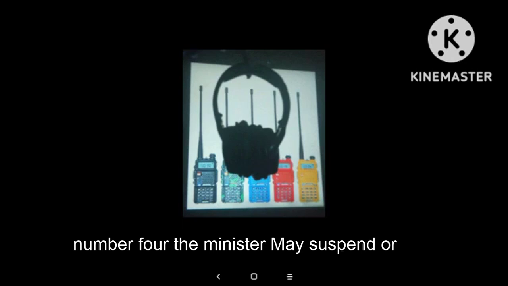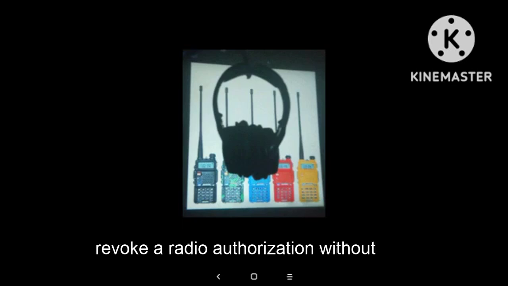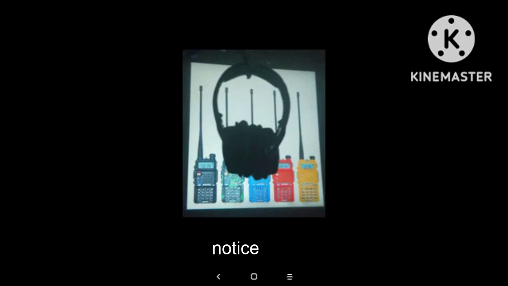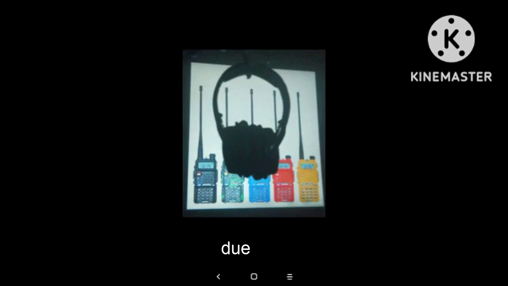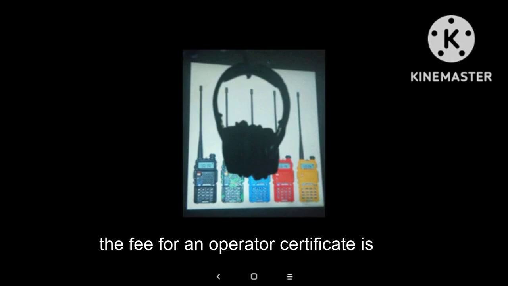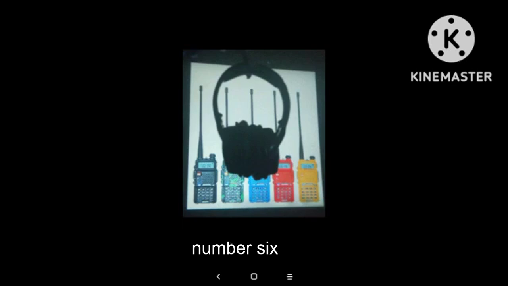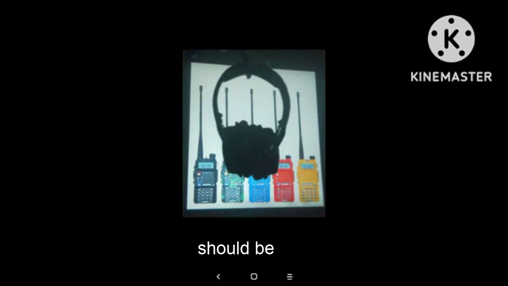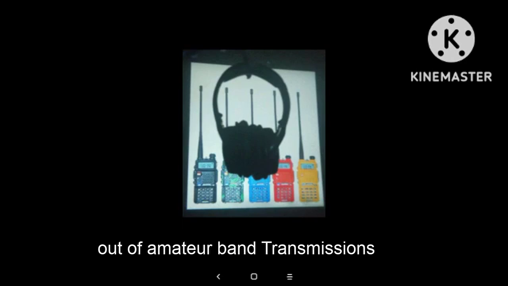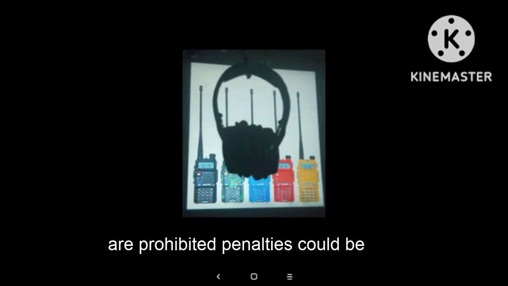Number 4. The minister may suspend or revoke a radio authorization without notice where the holder has failed to comply with a request to pay fees or interest due. Number 5. The fee for an operator certificate is free. Number 6. The amateur radio operator certificate should be retained at the address notified to Industry Canada. 7. Out of amateur band transmissions are prohibited; penalties could be assessed to the control operator.